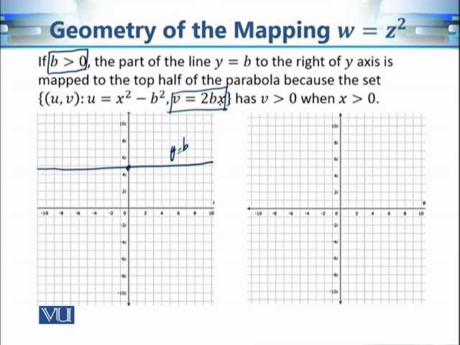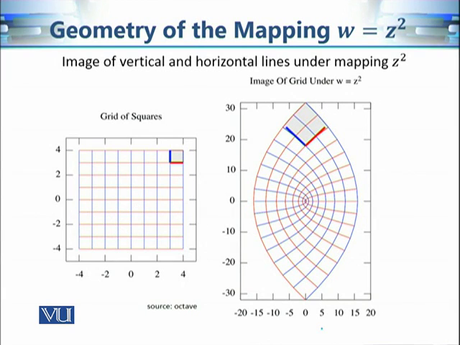If x is greater than 0, then v is greater than 0. In other words, this portion of the line for which x is greater than 0 will be mapped onto the parabola where v is greater than 0. And if we consider the portion of the line for which x is less than 0, it will be mapped onto the parabola where v is less than 0. Now in general we have the following picture. So these vertical and horizontal lines are being mapped onto these parabolas.